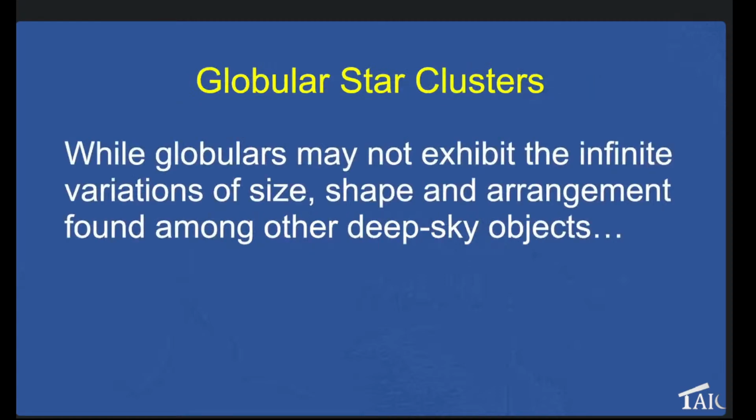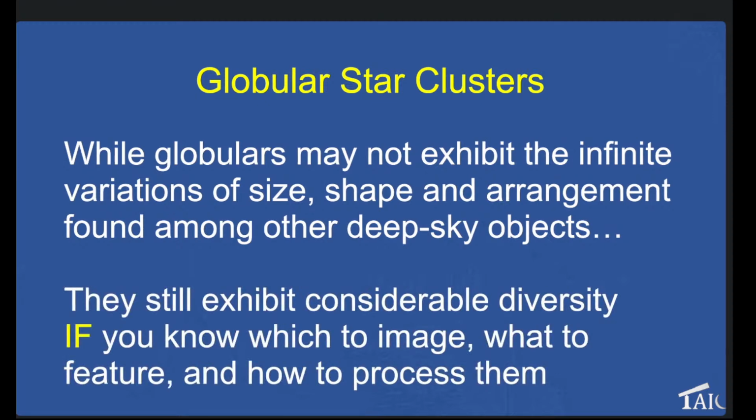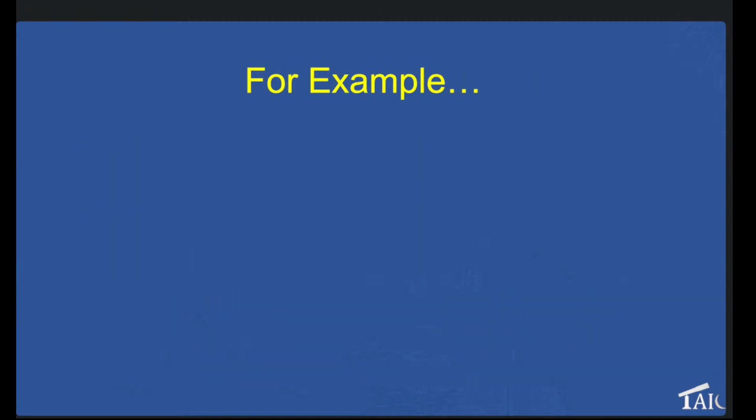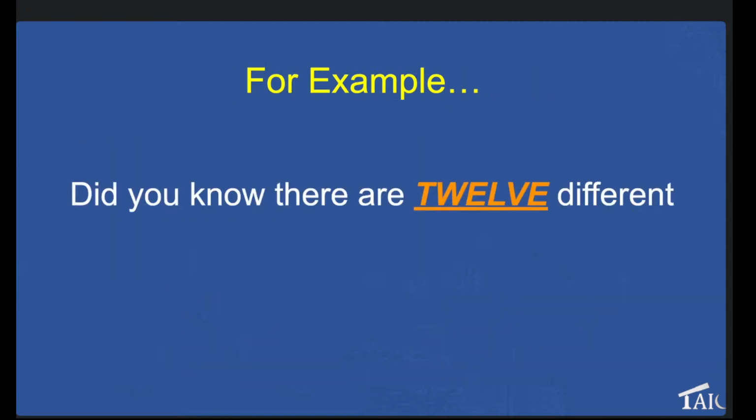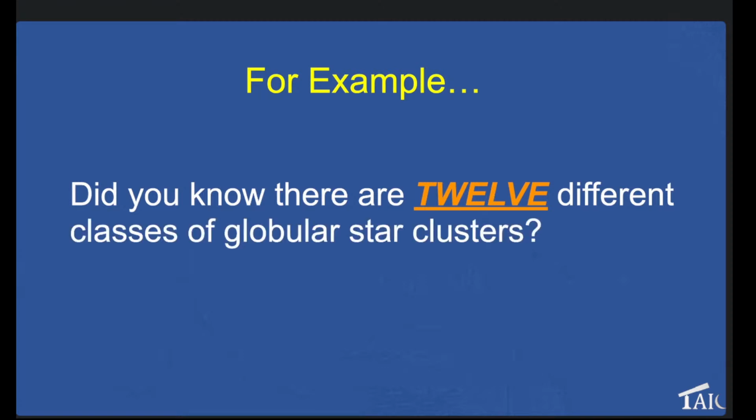While I will concede that globular clusters may not exhibit the infinite variations of size, shape, and arrangement found among other deep sky objects, they still exhibit considerable diversity if you know which globulars to image, what to feature in those images, and how to effectively process them to bring those features out. For example, did you even know that there are 12 different classes of globular star clusters? Well, there are, and we'll go over that later on.